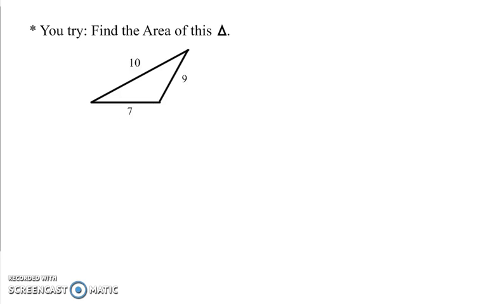So you can try real quick just to practice. Find the area of this triangle. Go ahead and give it a try. And if you've done it correctly, the answer should be 6 square root 26.